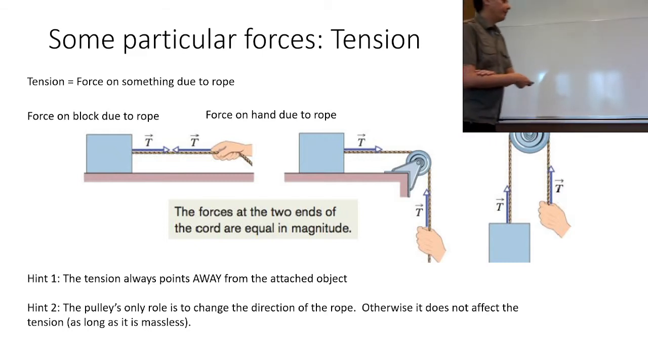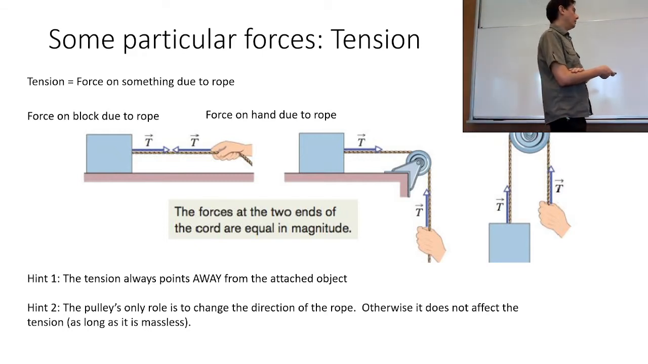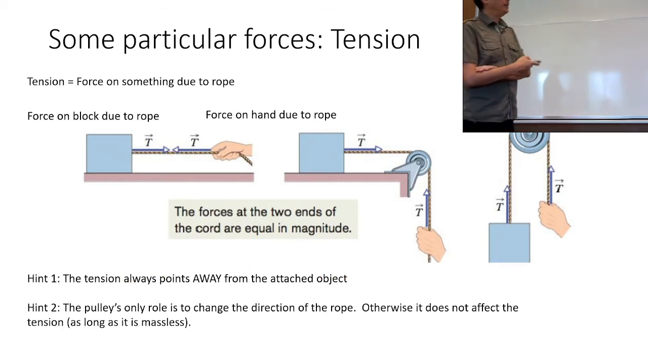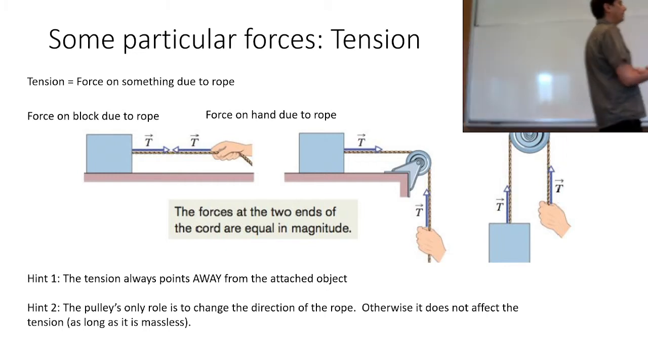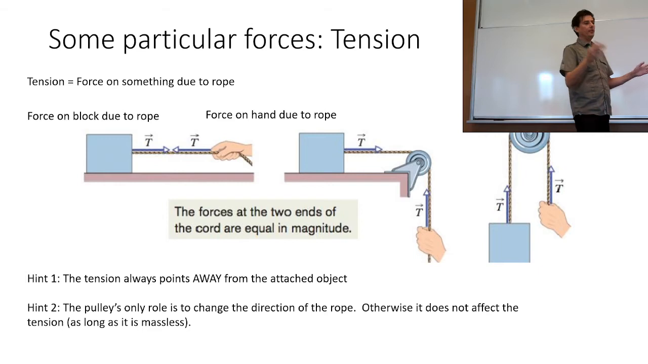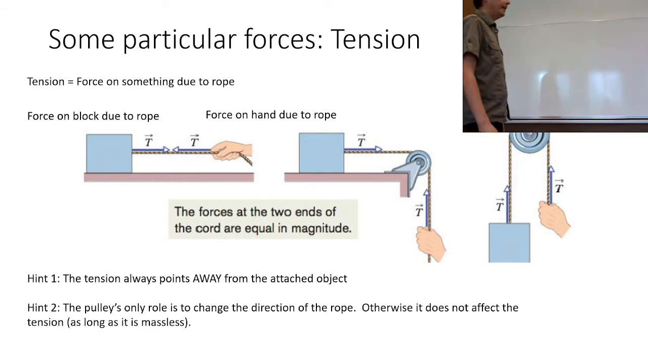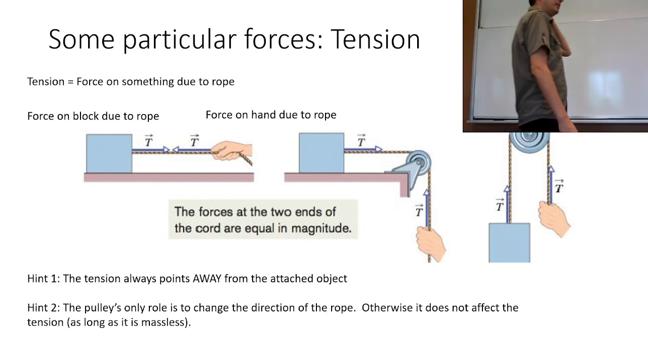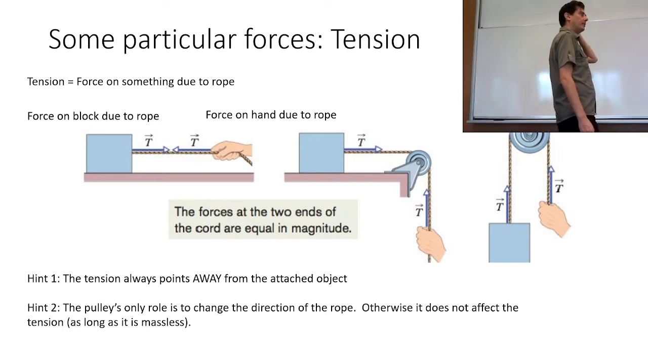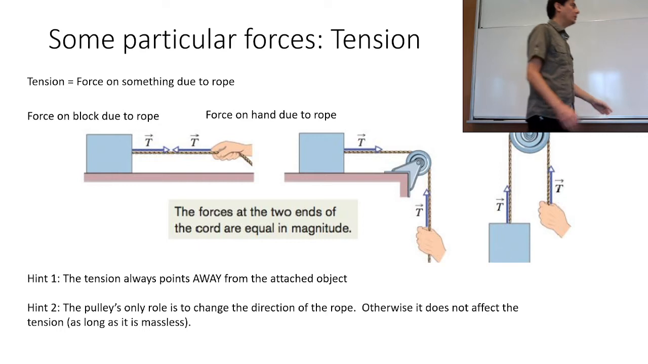And so tension always points away from the attached objects. And you see these questions with pulleys in them. And when you first see a pulley question, it looks enormously complicated, but actually it's not so complicated, at least for these types of questions.